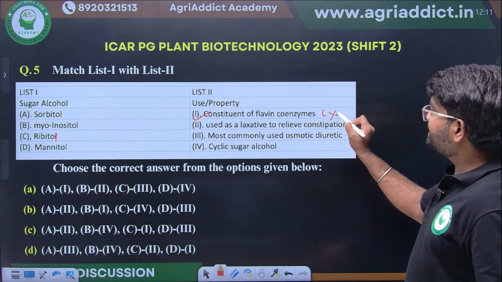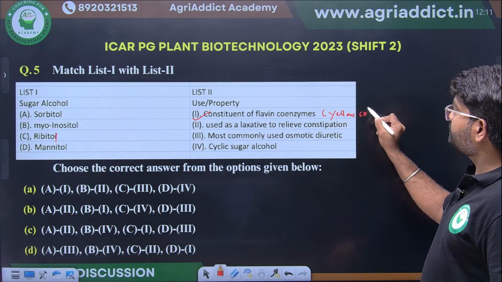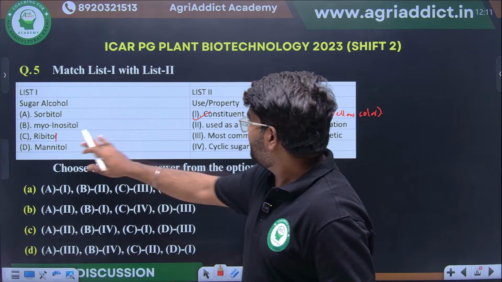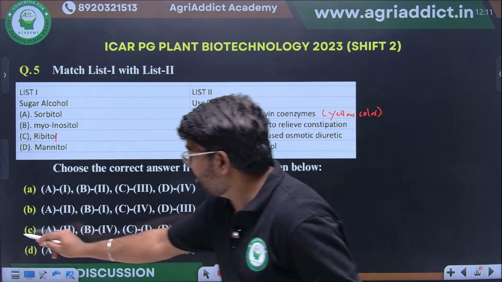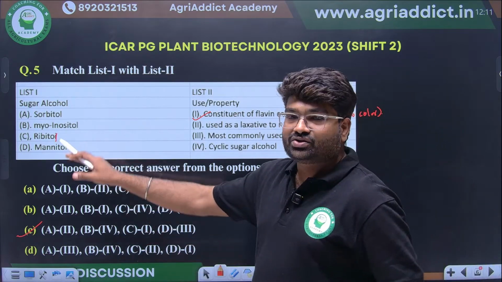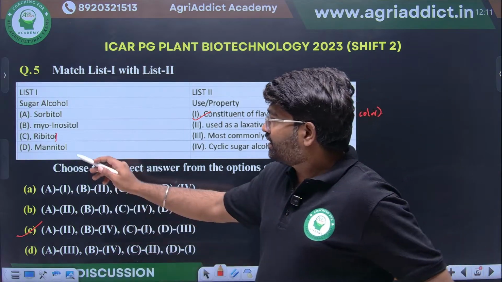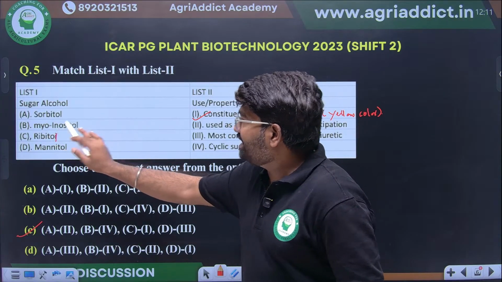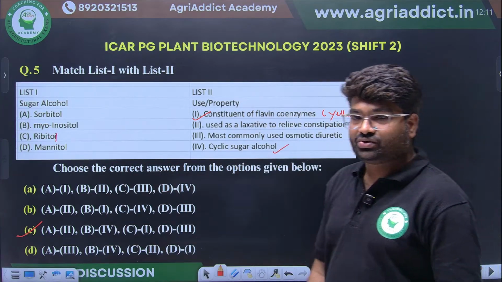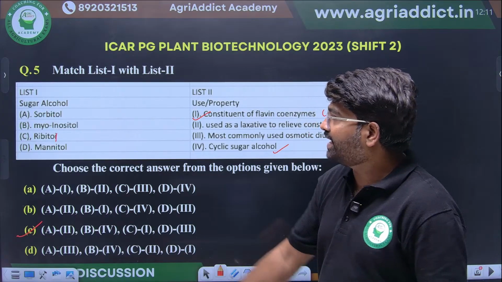Flavin will impart yellow color. In a previous year question paper we have seen it. So third will come in option 1, only here it is coming. Then other important things we can also solve. Yes, very good. Myoinositol, what is it? It's a cyclic sugar alcohol. Yes, this is correct.